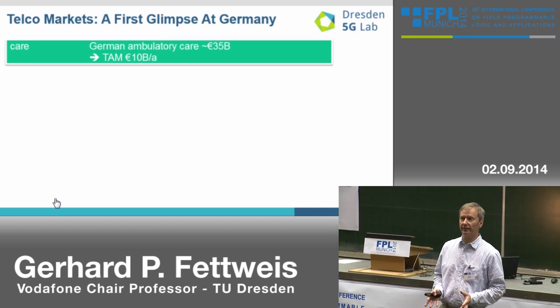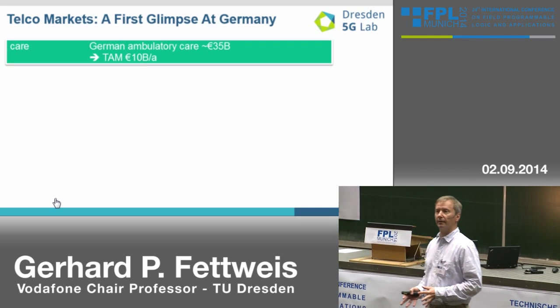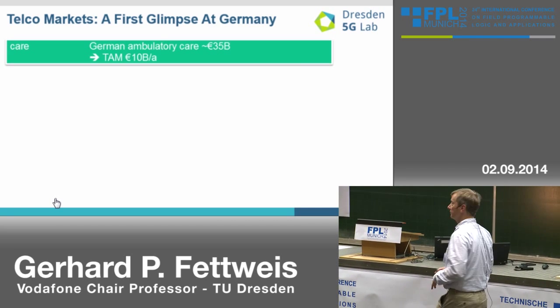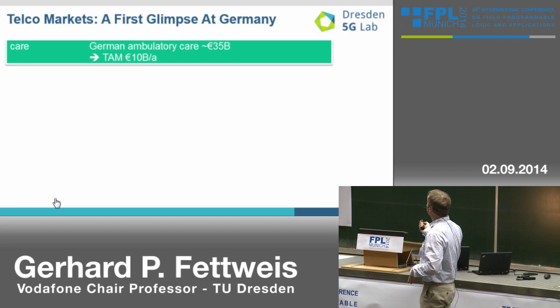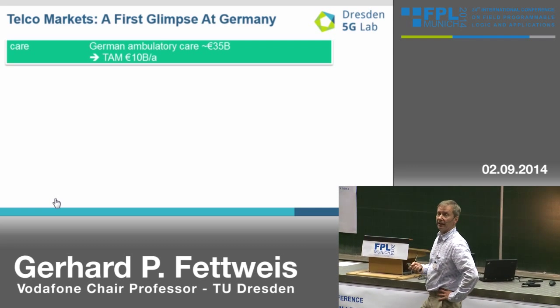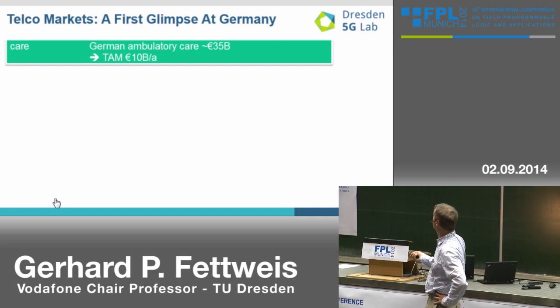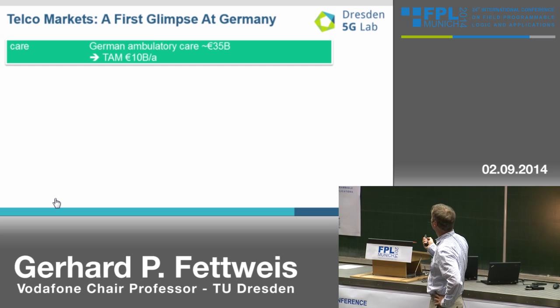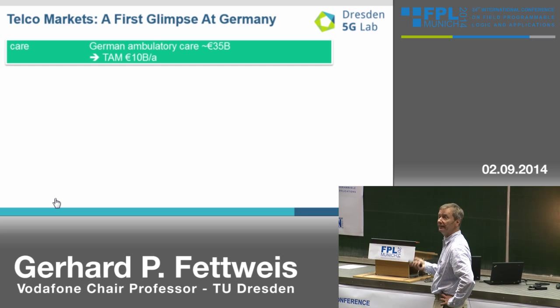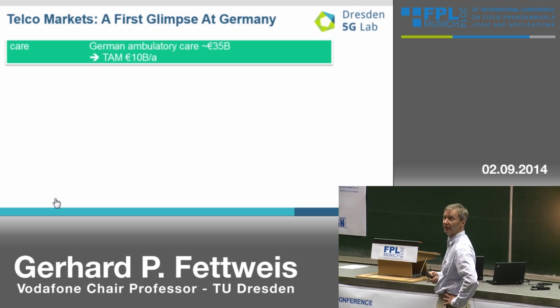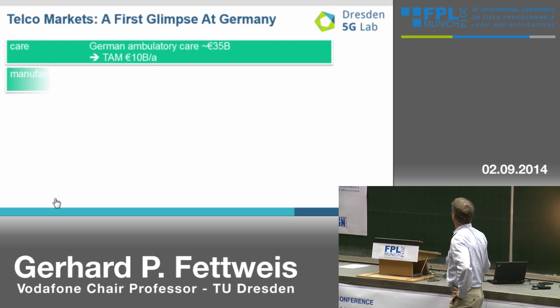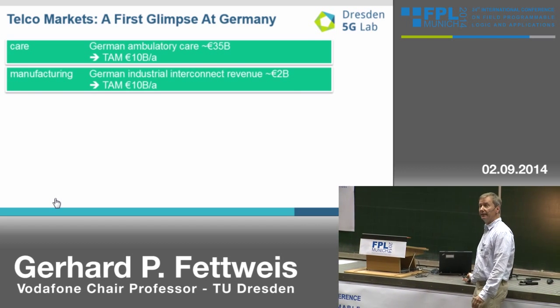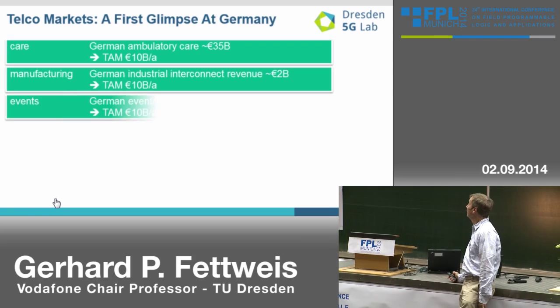So I had to put together this slide. They said, very nice, but tell me also market sizes. So that's why I said, let's look at German sizes, because Deutsche Telekom is a German company. German ambulatory service is already 35 billion. With a tactile internet, we can at least build a 10 billion on top. Manufacturing is at least a 10 billion just in Germany.